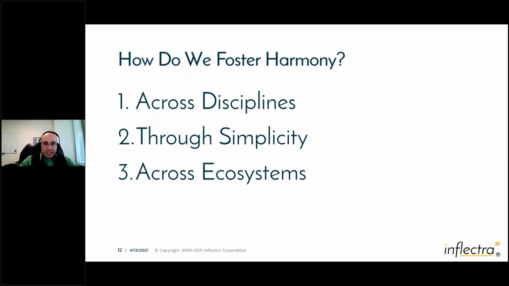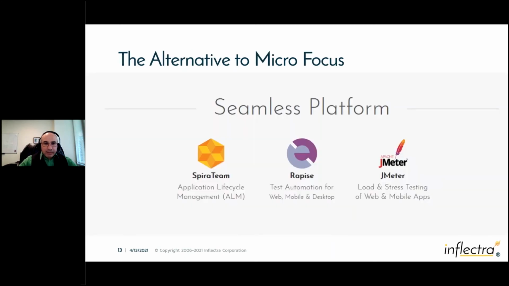And then lastly, across ecosystems. Today, I'm going to be showing you 3 of our tools. We integrate with a variety of different platforms. So for example, if you want to use different automation tools or different load testing tools other than the ones we're going to show today, you can do that as well. And Rapise, our automation tool, works with Azure DevOps and other Microsoft tools. And so whatever tools you choose from us, you're not locked into us like Microfocus typically used to do. So today we're going to be looking at Spyro Team, Rapise, and JMeter.